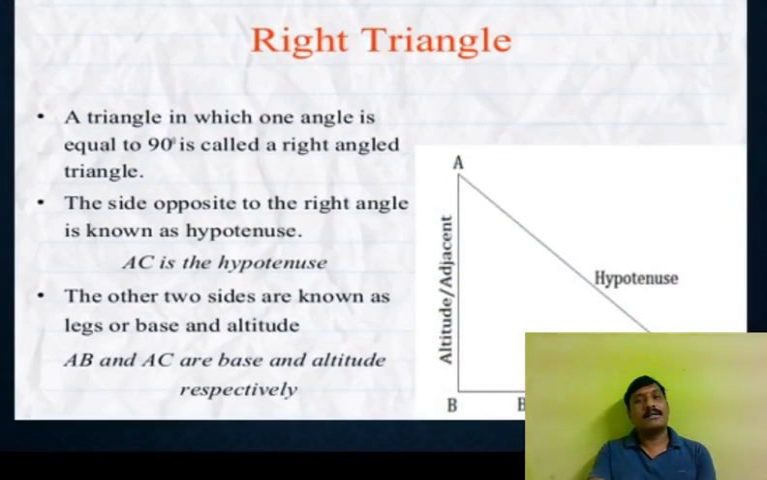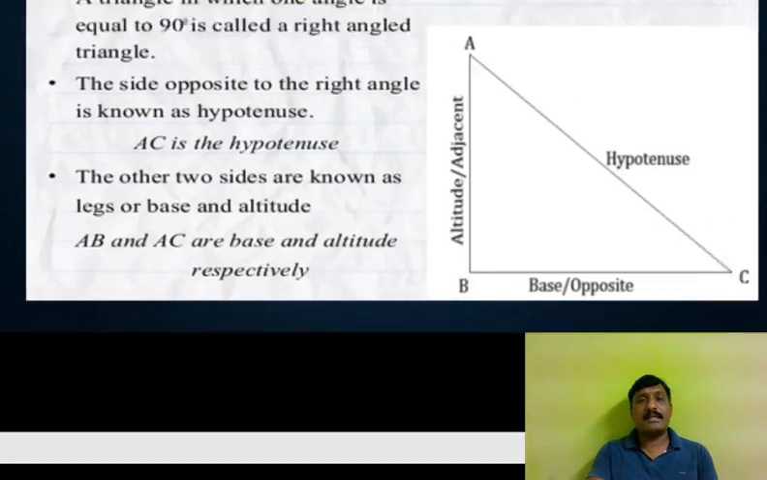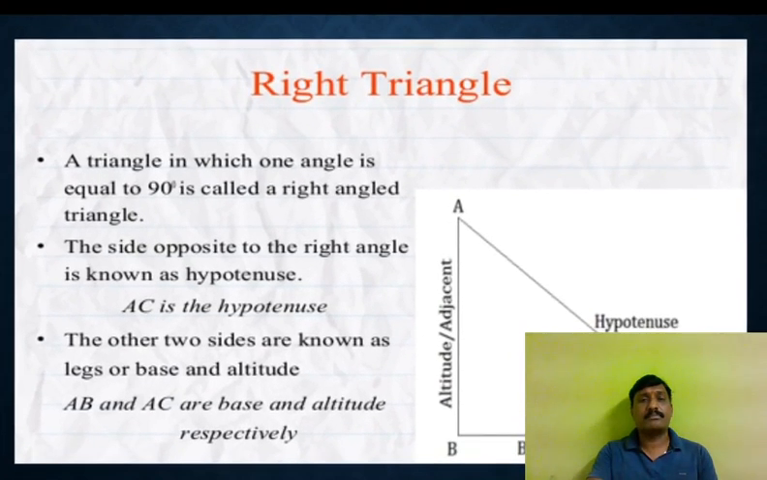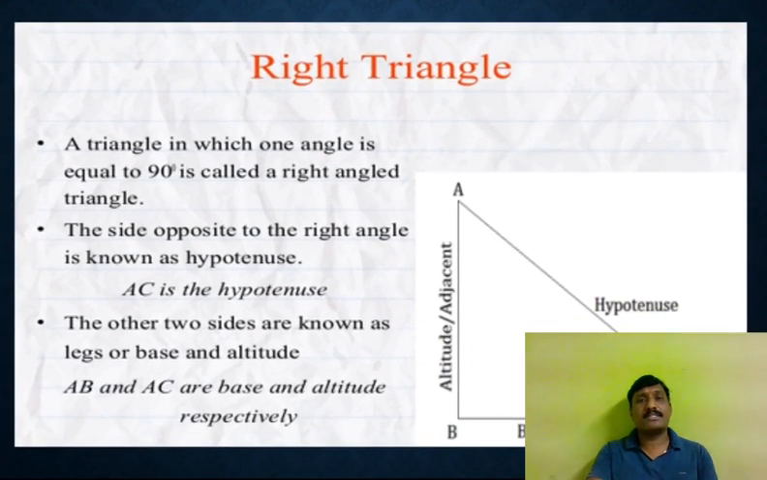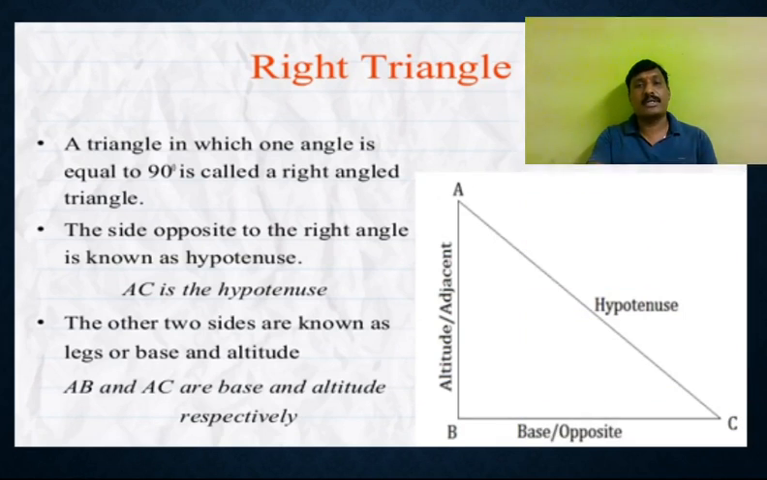So let us learn the basics of the trigonometry topic. Generally trigonometry revolves around the right angled triangle. Let us know about the right angled triangle. Here is a triangle with three sides. If one of the angles is 90 degrees, then the triangle is called a right angle triangle.